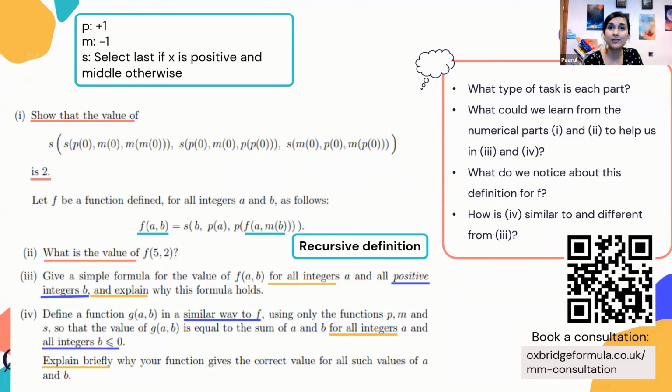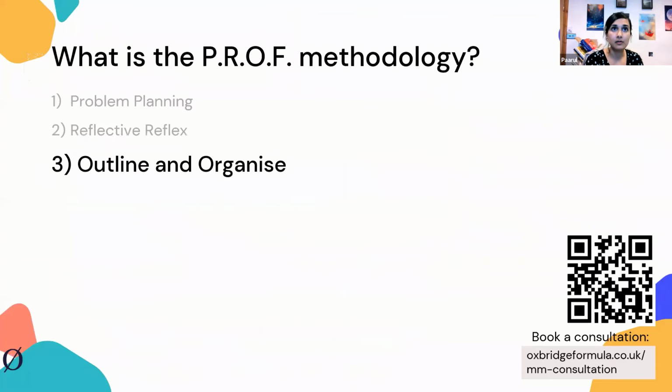Okay, yeah, I think that's really helpful. So what we've just done right now is what you should do before you even put pen to paper. I mean, you might write down the definitions of P, M, and S, but this is the planning that we were doing before we even started writing anything down. So let's move on.